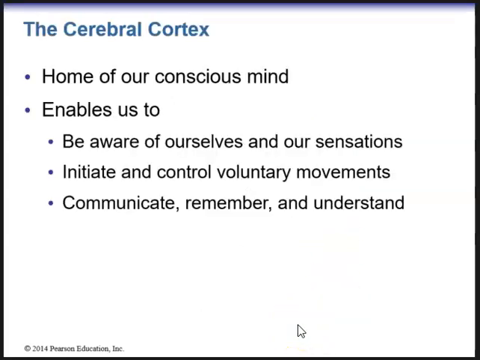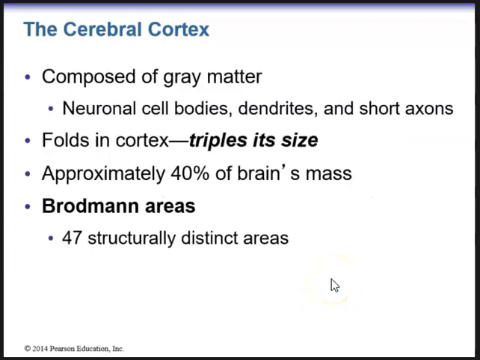Now, the cerebral cortex is the home of our conscious mind. It enables us to be aware of ourselves and our sensations, initiate and control voluntary movements, as well as communicate, remember, and understand. It basically makes us who we are. It is composed of gray matter that contains neuronal cell bodies, dendrites, and short axons. The folds in the cortex triple its size and make up approximately 40% of the brain's mass.